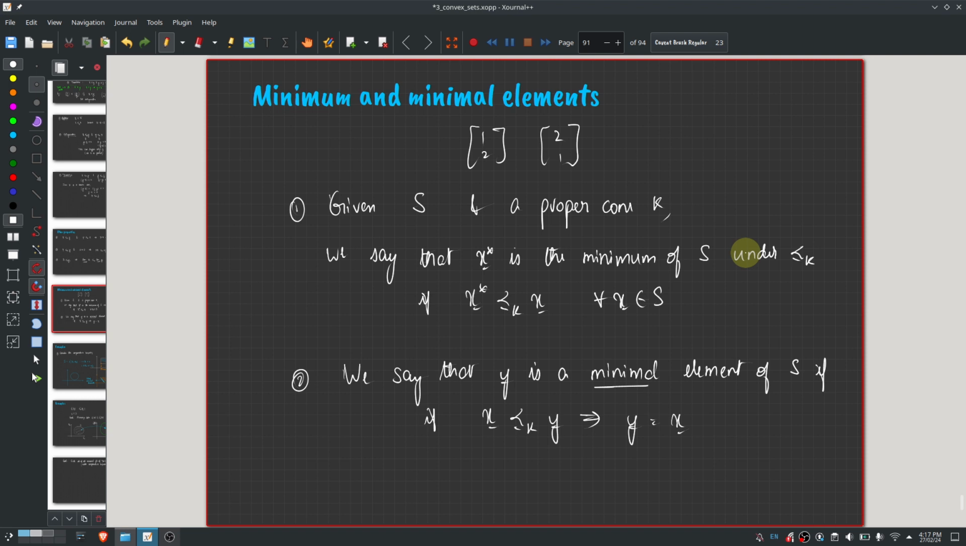But in general, the minimum may not exist. In fact, is it possible? Is it necessary that a minimal element should exist? Can you give an example where a minimal element does not exist?